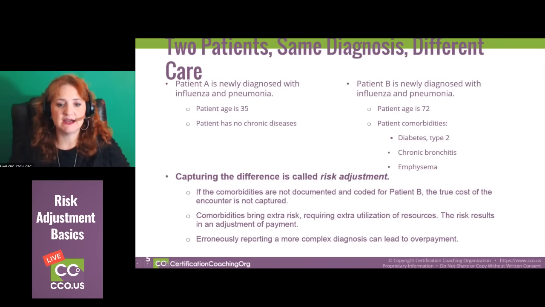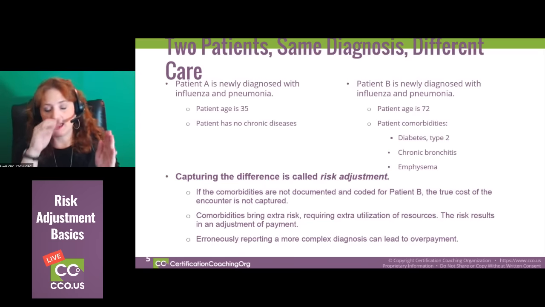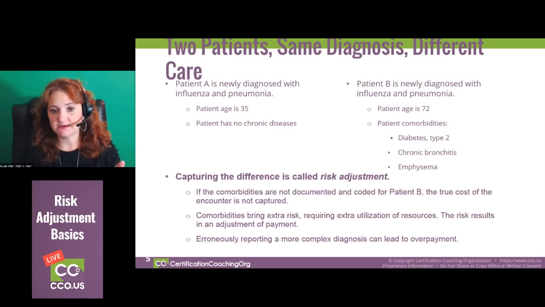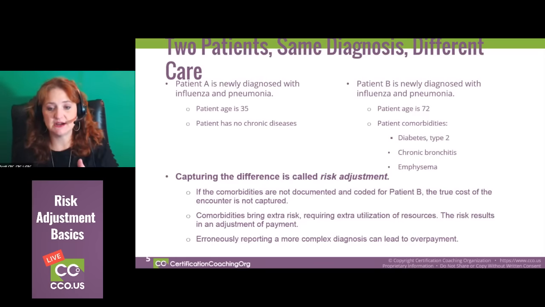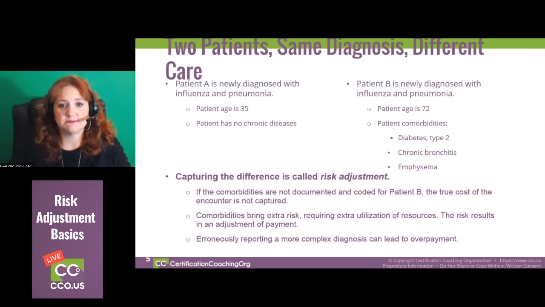Let's look at, well, here I've already told you the changes that risk adjustment makes in the disease process, but the comorbidities, if they're not documented when a patient comes in... Patient A goes and sees their PCP, and there's nothing else wrong with this patient. Patient B comes in and sees their PCP, but let's say chronic bronchitis, emphysema, and diabetes aren't mentioned as comorbidities. It just says they have pneumonia and influenza.